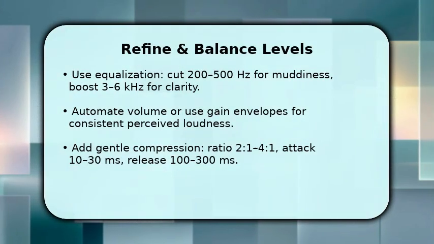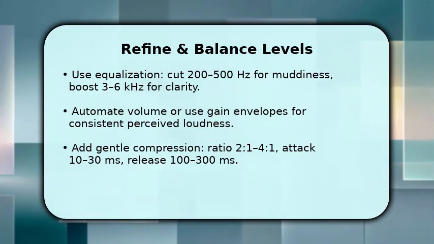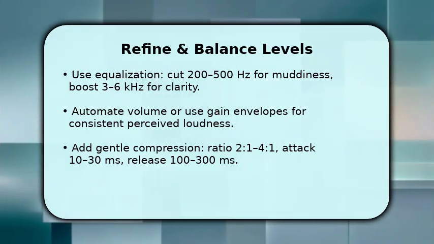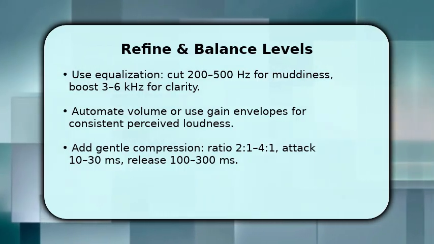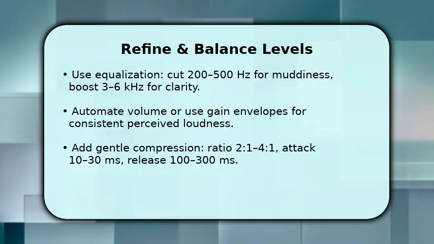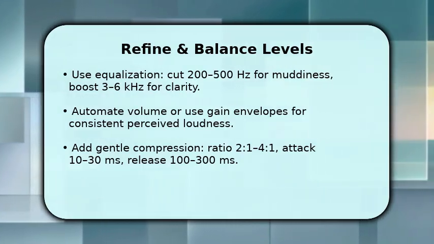Now you refine tonal balance and dynamics so the background supports, not fights, the main audio. First, use EQ to remove muddiness around 200-500 Hz and gently boost 3.6K Hz for presence. Make subtle moves and A/B often.